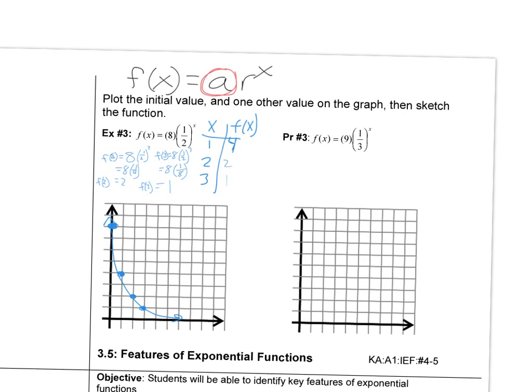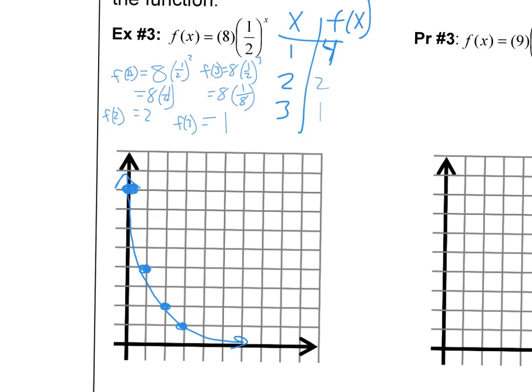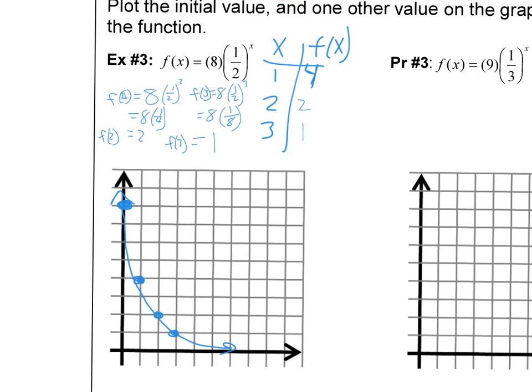Now, it said just plot the initial value and then one other value. But I did a few other values just to be a little bit more accurate, and I think that's a good idea. So I would try a few just to see what you can, and it helps you graph a more accurate graph.